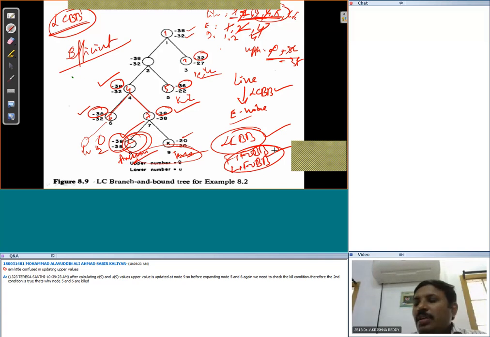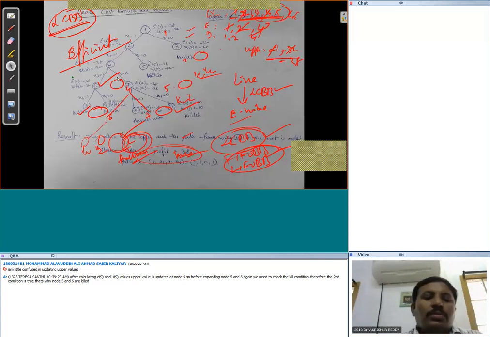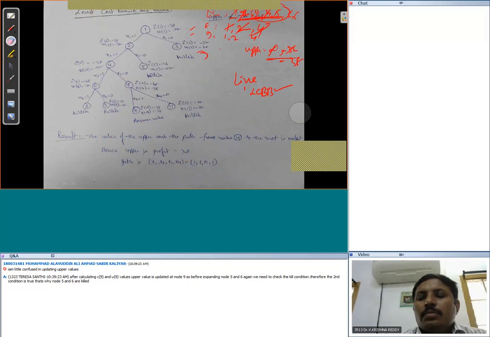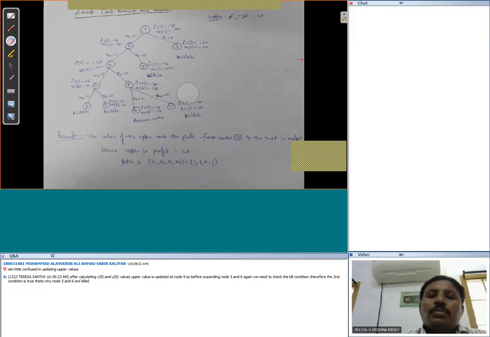So this is a tree, and the exact representation of all the nodes is available here, like the previous one. This is LCBB. This becomes branch and bound. How we used the calculation in the previous one, the same way we represent it here.